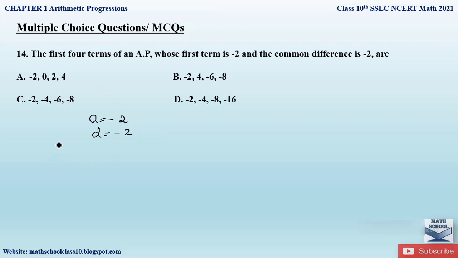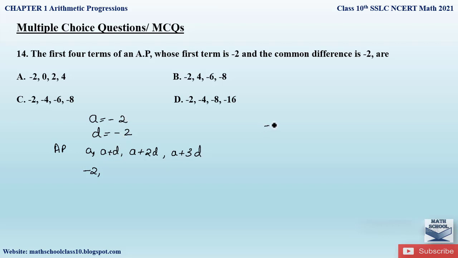The general form of an AP is given as A, comma A plus D, comma A plus 2D, comma A plus 3D. Since we have to find out the first 4 terms, I am writing the general formula for the first 4 terms. So our first term is equal to A. So here the A value is minus 2. Right? Second term is A plus D. So when we add A to D, you will get the second term.